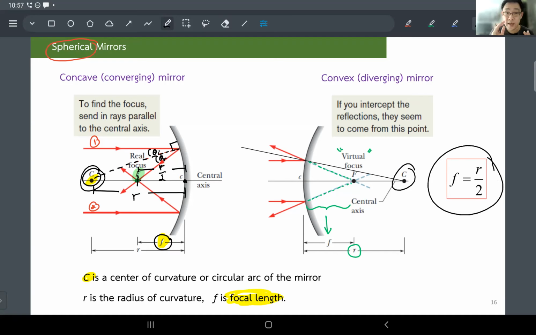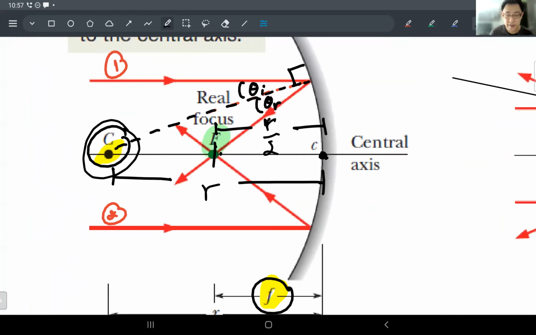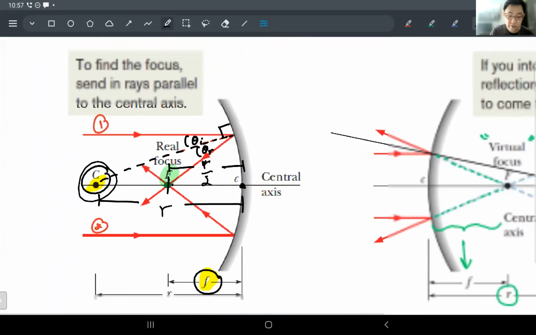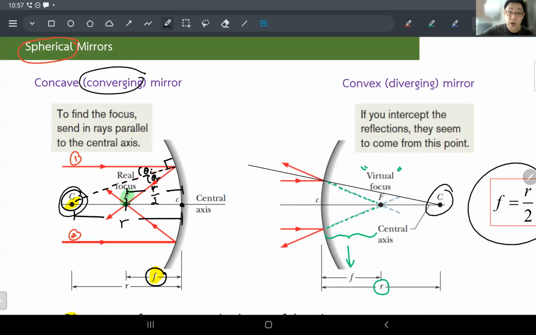Ones that have the focal point in the front, the figure on the left. If it's curved like this, you can call this one a converging mirror because it's trying to converge light into a single point. Or you can have the focal point behind the mirror when it's curved in the opposite direction, that's the right figure. You can call this a diverging mirror because it's diverging the light out and is virtually crossed at the virtual focus, which is behind the mirror.